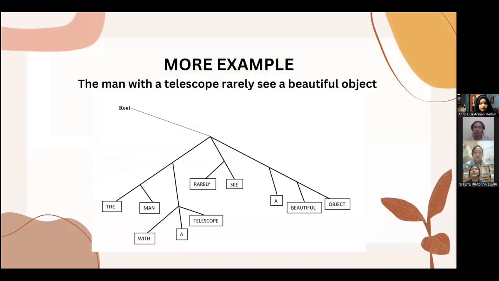So more examples about the structures is from the sentence, the man with a telescope rarely sees a beautiful object. So the same like the first one, the tree is upside down and the root is the whole sentence. The words of the sentence will be individual. The word the is determiner, man is noun, with is preposition, a is article, telescope is a noun, rarely is adverb, sees is a verb, a is an article, beautiful is adjective, and object is a noun.